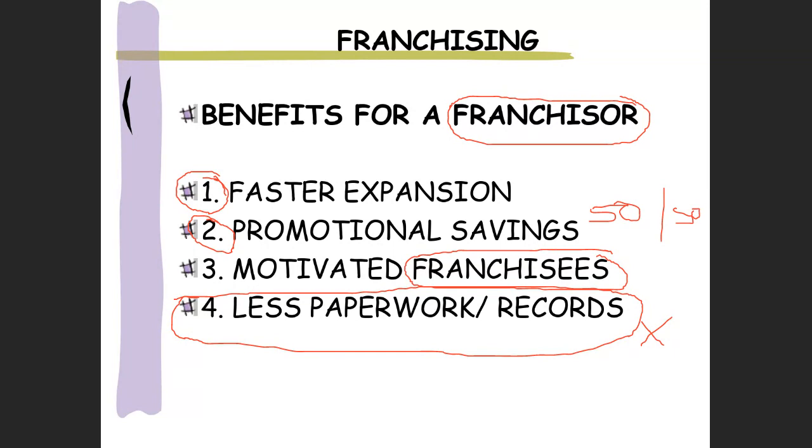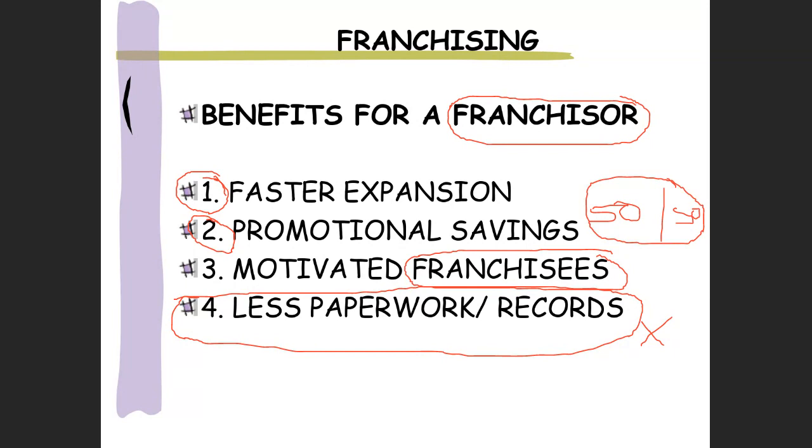How do the promotional savings affect the franchisor? As in previous slides, we have seen that the financial assistance and the promotional aid is generally given by the franchisor to the franchisee. That's when I said you probably missed it. I said it's basically it cuts both ways.